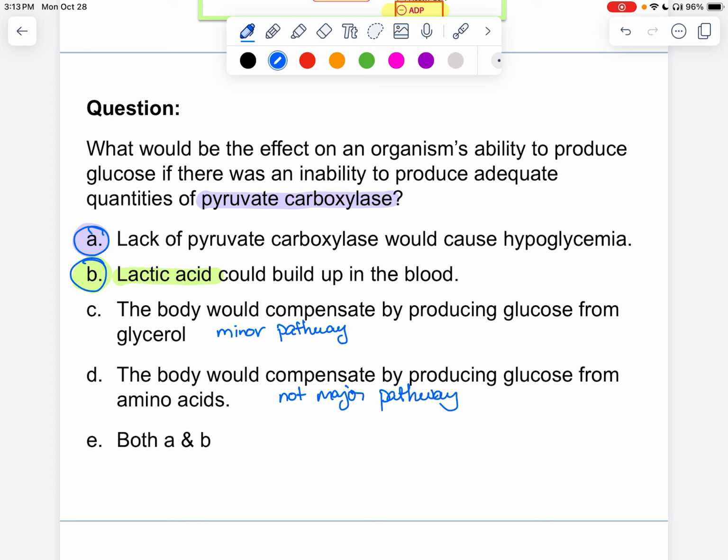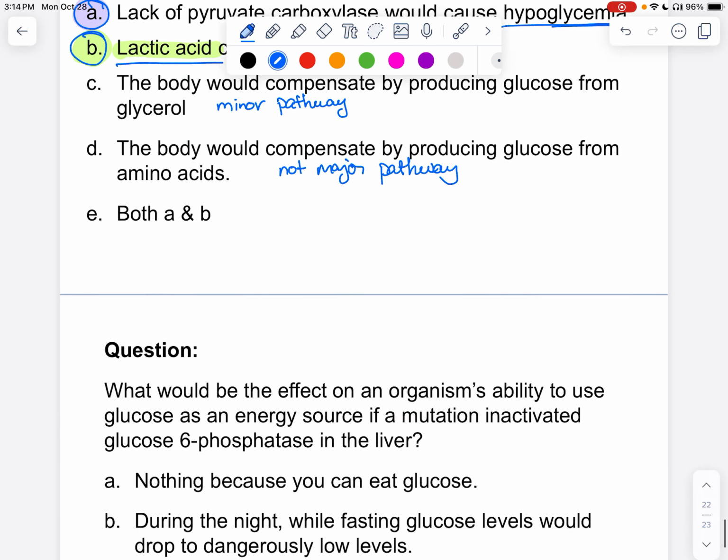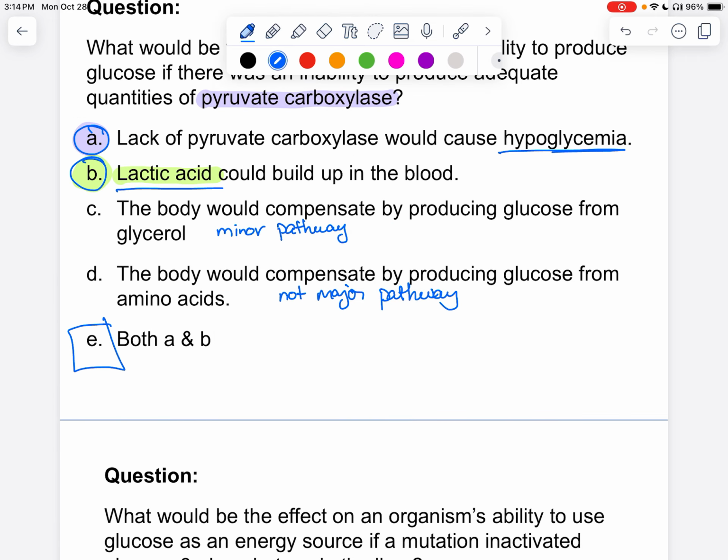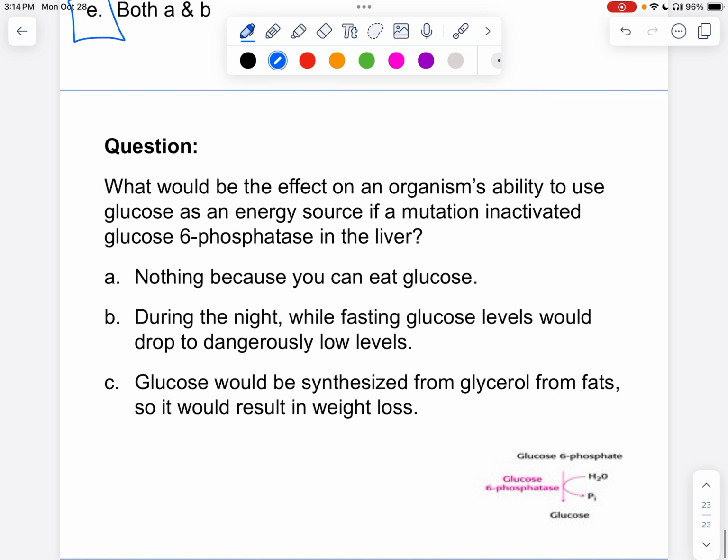Okay, so pyruvate carboxylase deficiency is a rare disorder of carbohydrate metabolism. There's several types and they vary in the seriousness of their clinical outcomes, but all of them are characterized to at least some extent by hypoglycemia and lactic acidosis. All right, let's look at one more question. So the answer to that, by the way, the best answer would be A and B. But I really just wanted to talk through those ideas.